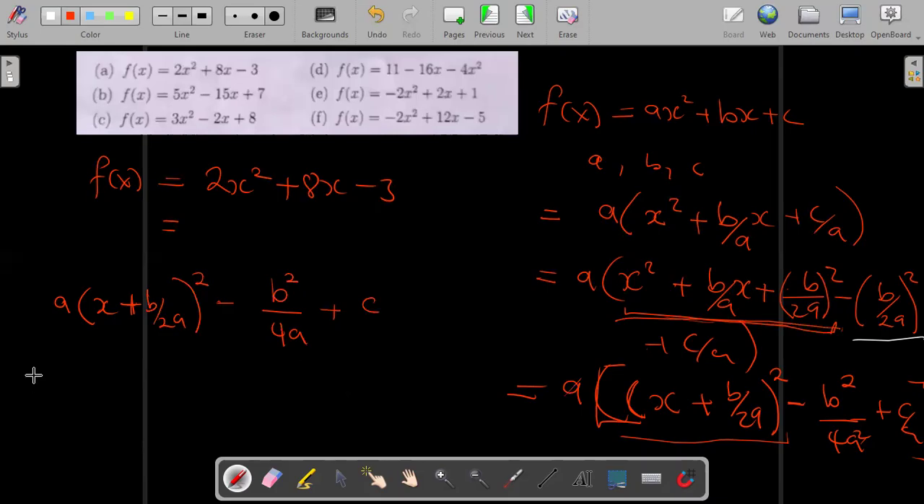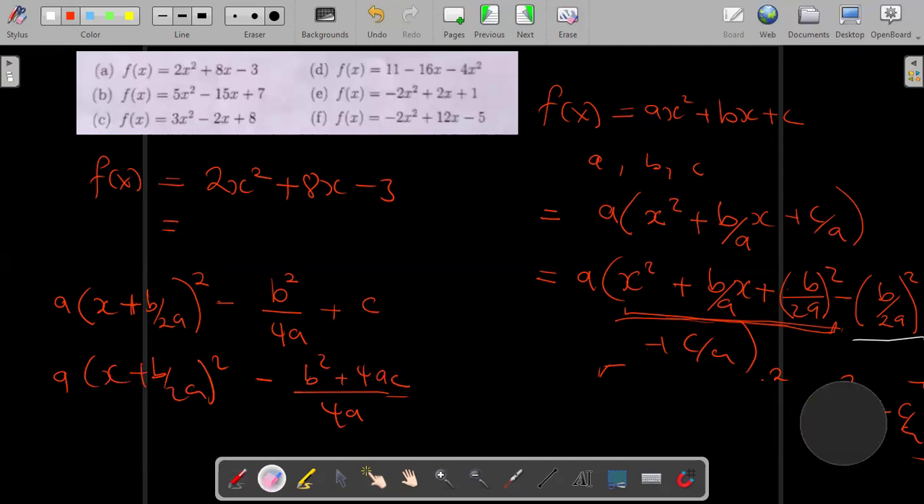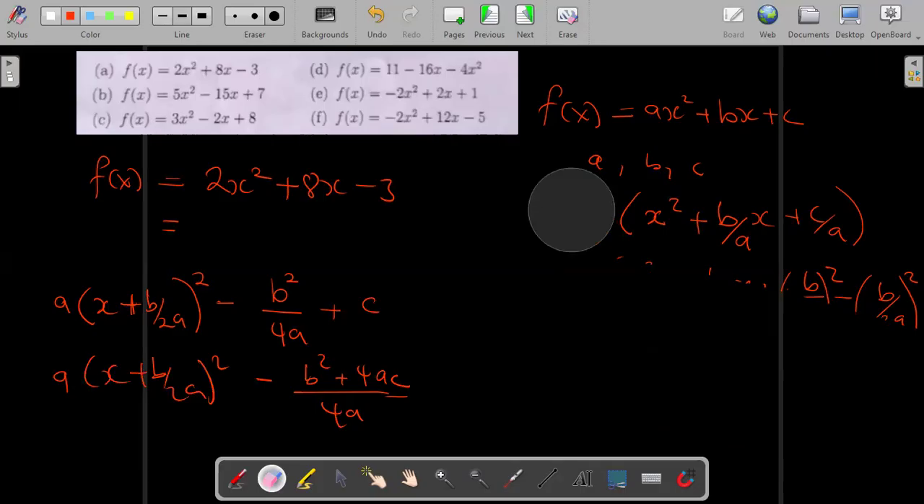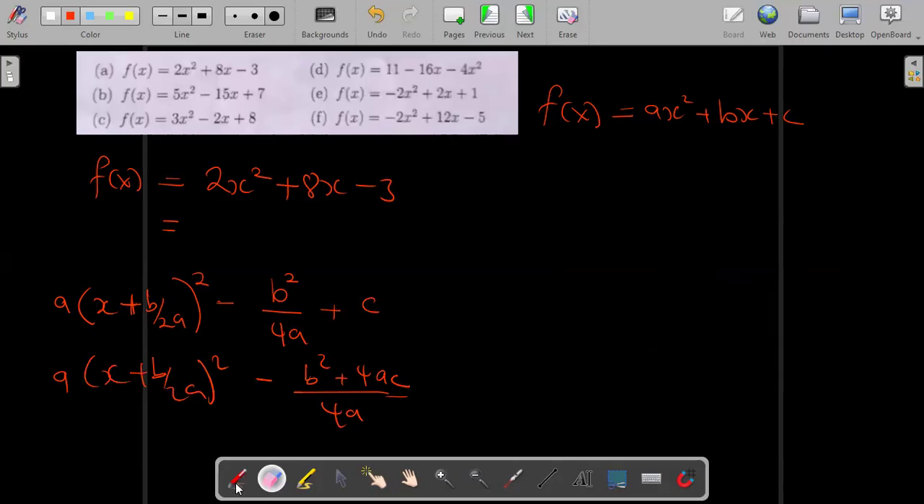Just remain with c. Then I add b squared plus b over 2a, making this into a single fraction. What do I get? Down there it's 4a, then you have b squared, then that will be plus 4ac, like that. Okay, I said we won't derive it, but I found myself deriving it. But yeah, it's important to understand where it's coming from.